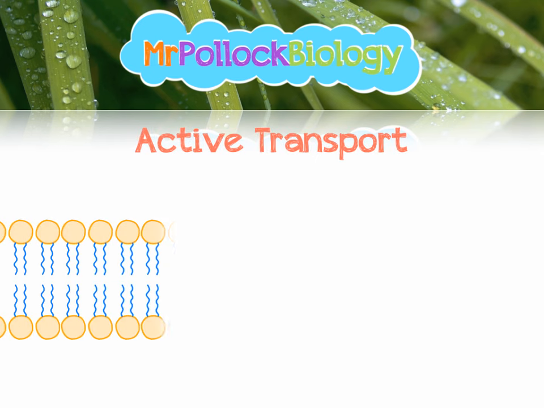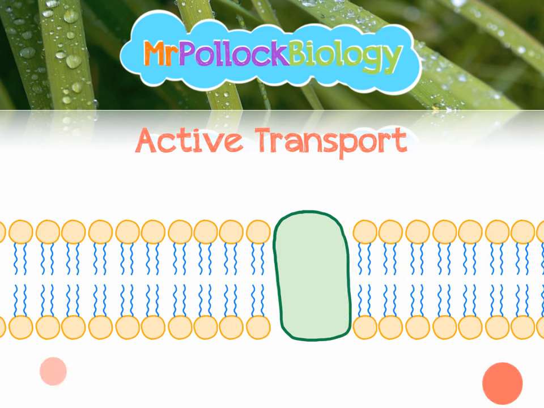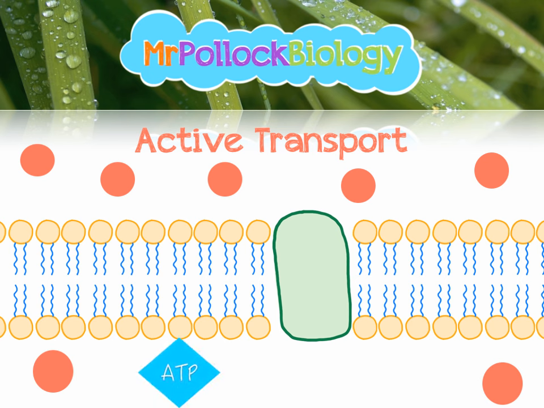So same story again. We've got the phospholipid bilayer, carrier protein, and here are our molecules that we want to move. Now this time, we're going to be moving from low concentration to high concentration. So from the bottom to the top. Now to do this, we need some energy. And to supply that energy, we have this useful molecule called the energy currency of the cell, which is called ATP, or adenosine triphosphate. And it's going to come and it's going to bind to the carrier protein.